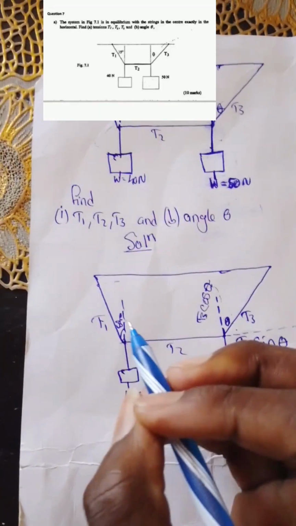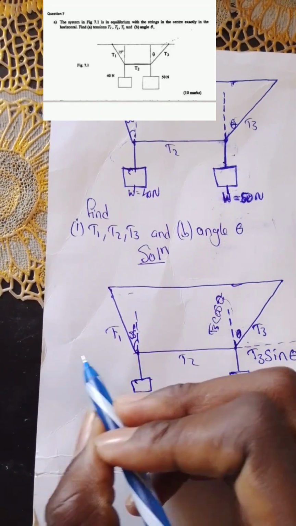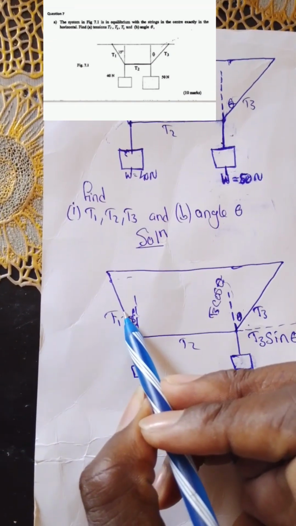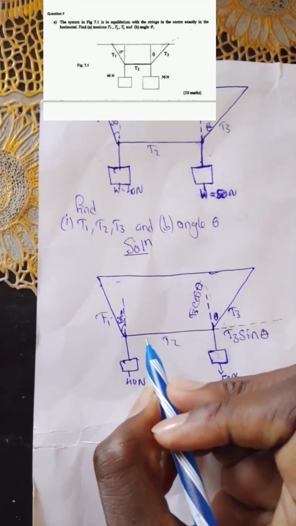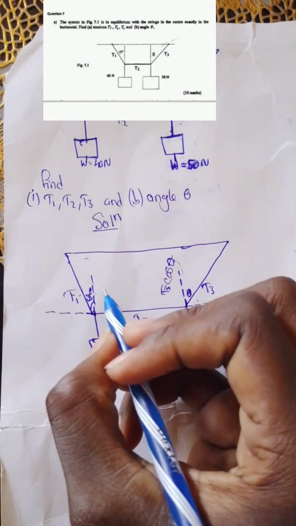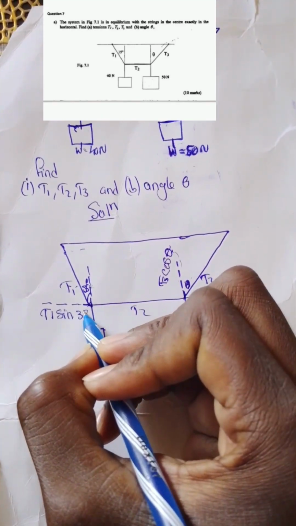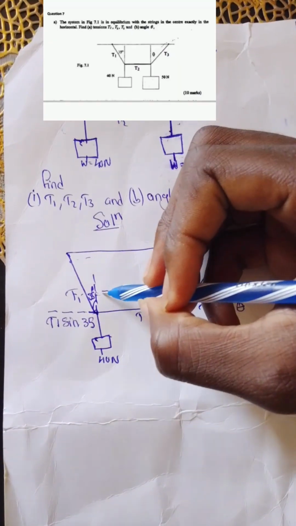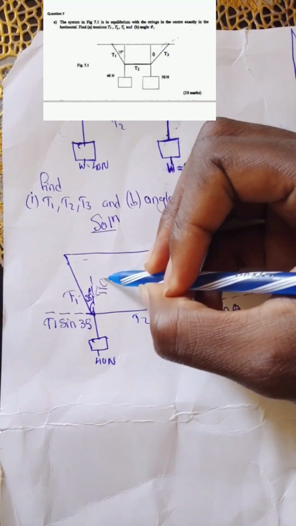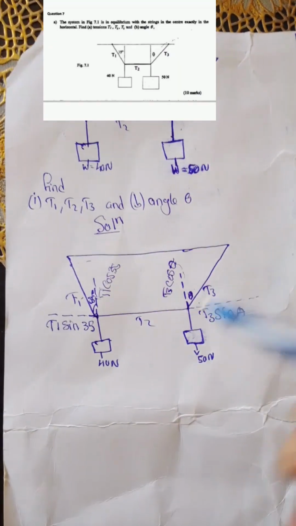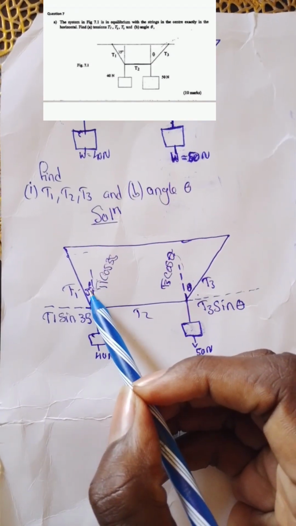And then we're also going to resolve T1 into the x component and the y component. So we write a line here. I hope what I'm doing is visible. Since the 35 degrees is here, this will be T1 sine 35. This will be T1 cos 35. So we put cos where the angle is.